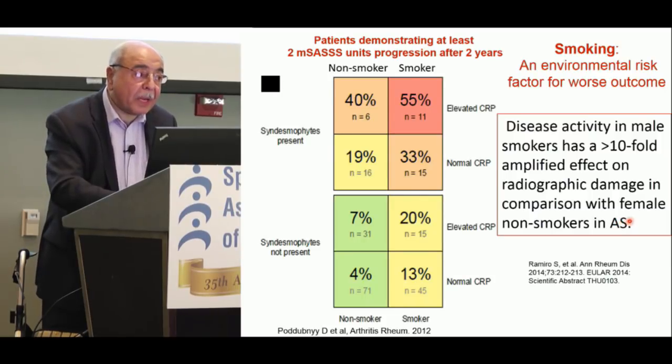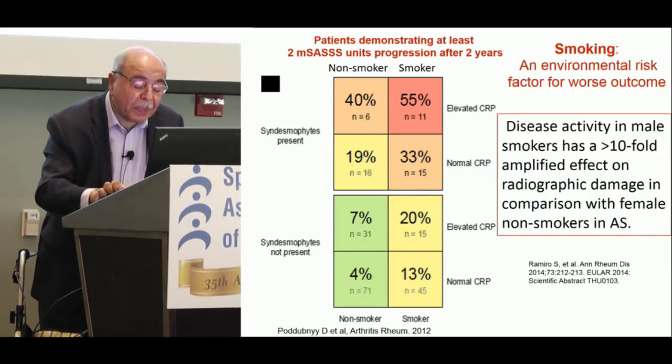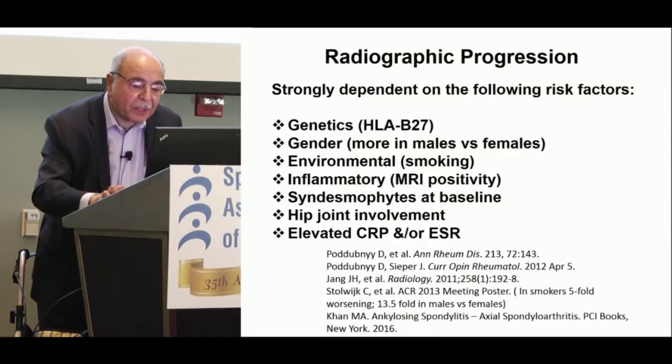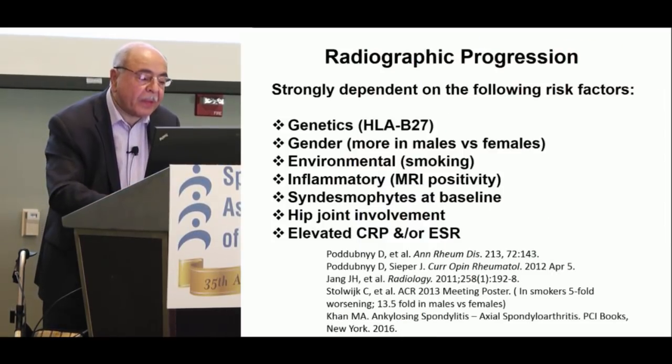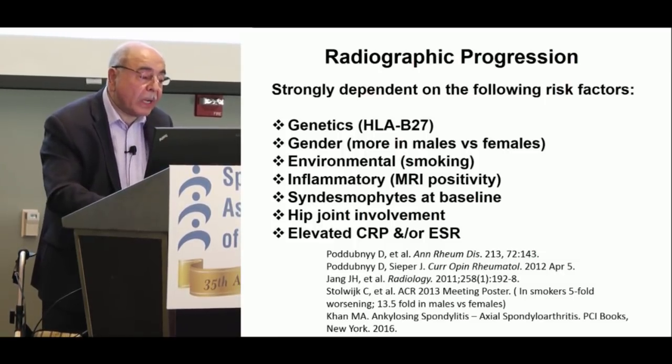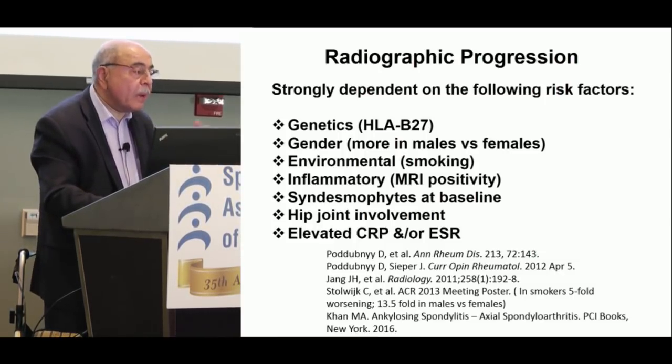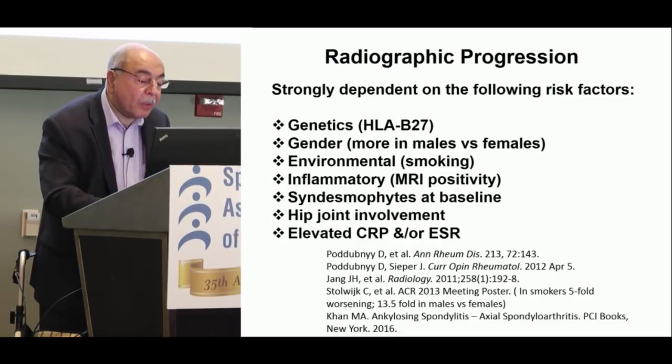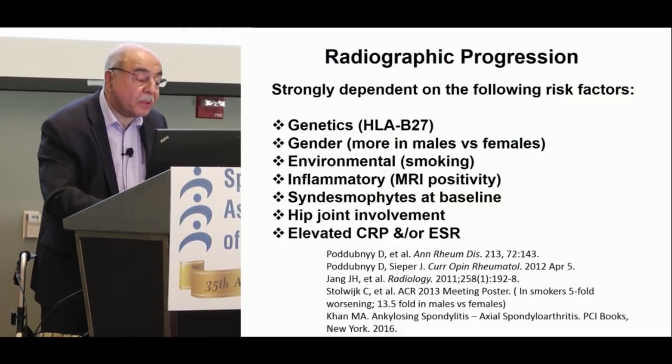I think now I'm getting a signal that I should be stopping. So I will just show you the last thing. The radiographic progression is strongly dependent on those who have B27. They get more severe disease. Males get more severe disease. Smokers get more severe disease.